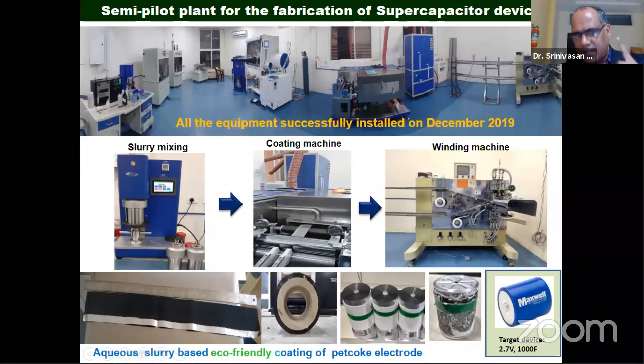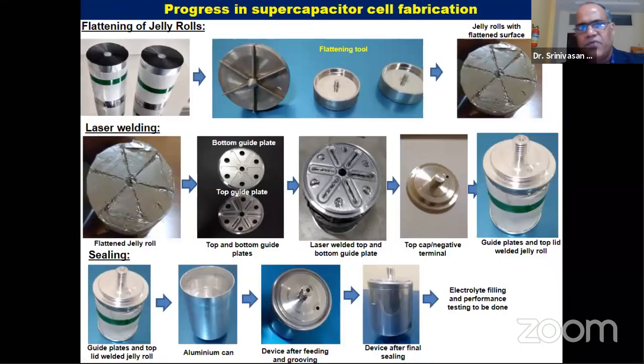The target device voltage is 2.7 volts and 1000 farads. These are the various processes involved. After coating, we wound the electrode, and we have to take the terminals at the bottom as well as the top. So we flattened the uncoated aluminum foil at the top and the bottom, and by welding a guide plate on the bottom and the top, we took the positive and negative terminals. Finally, it goes into the aluminum can, and after sealing we fill the electrolyte, and finally you can see our own indigenous supercapacitor device using ARCA porous carbon material.